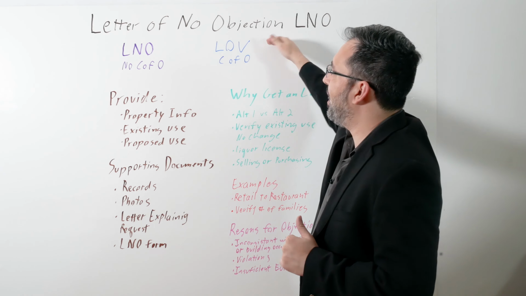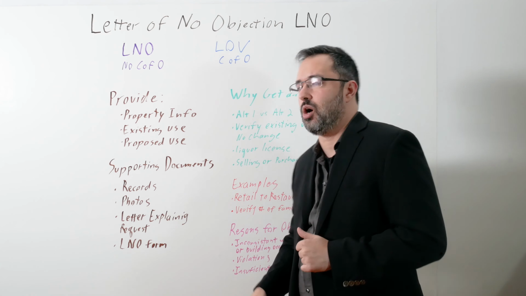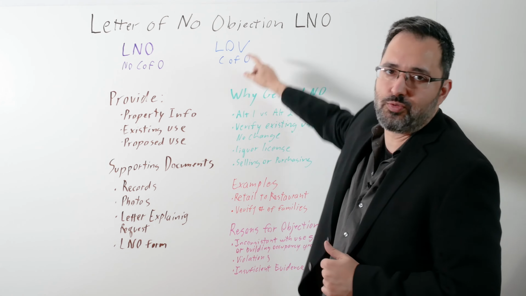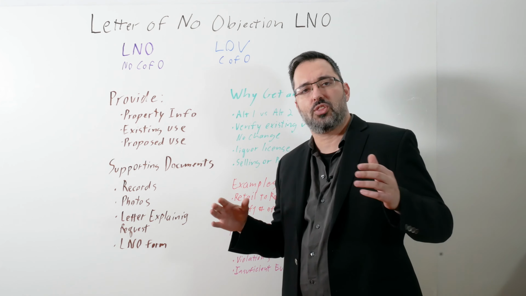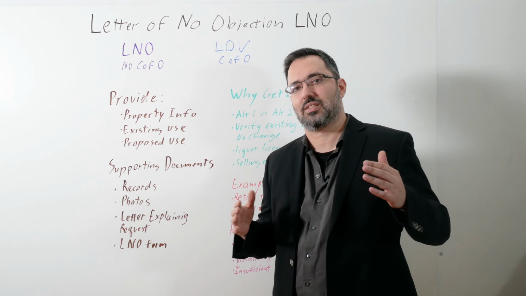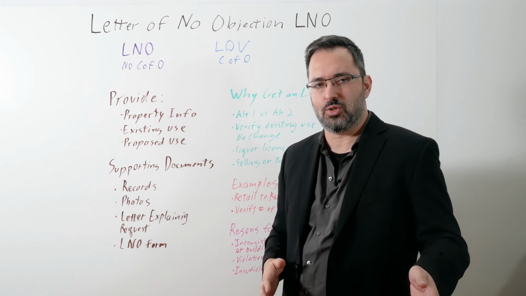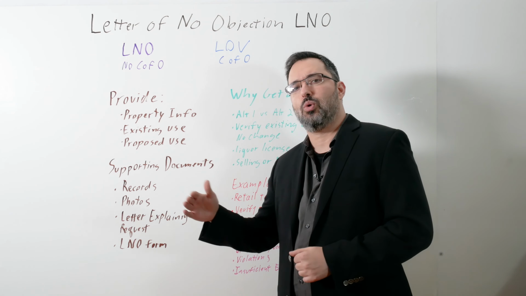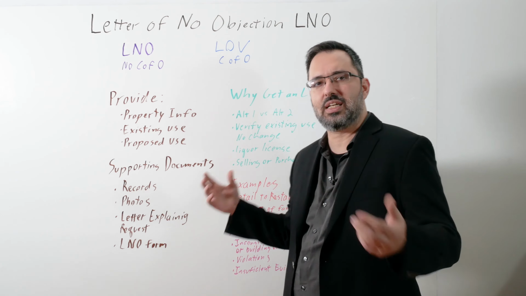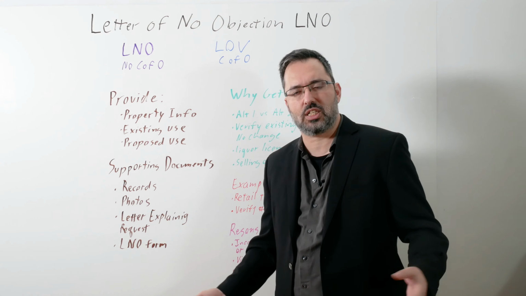So let's start with what is a letter of no objection, all right? It's commonly referred to as an LNO. It also can be an LOV, letter of verification. This is a letter used to determine what is a legal existing use for a property or a legal proposed use for a property, all right? This is a really common thing that we file in New York City.